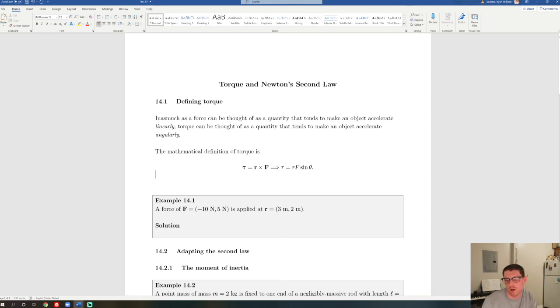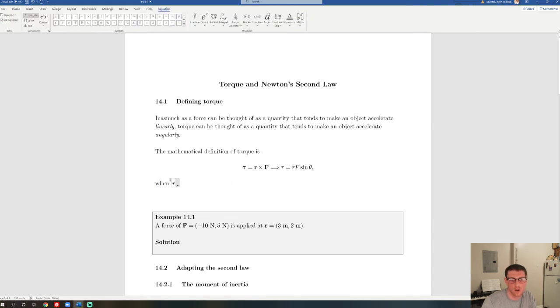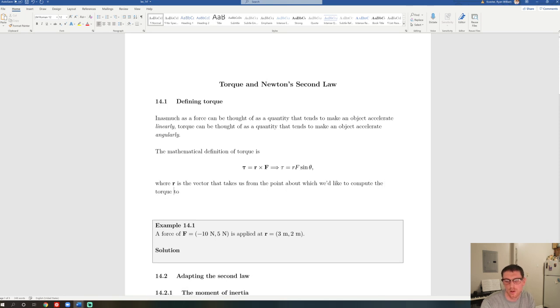Okay. So what I want to say, that it actually occurred to me, is that we know what a force vector is at this point, hopefully, but this r vector thing might be a little bit hazy. So what I'm going to say is where r is the vector that takes us from the point about which we'd like to compute the torque to the point at which the force is being applied.